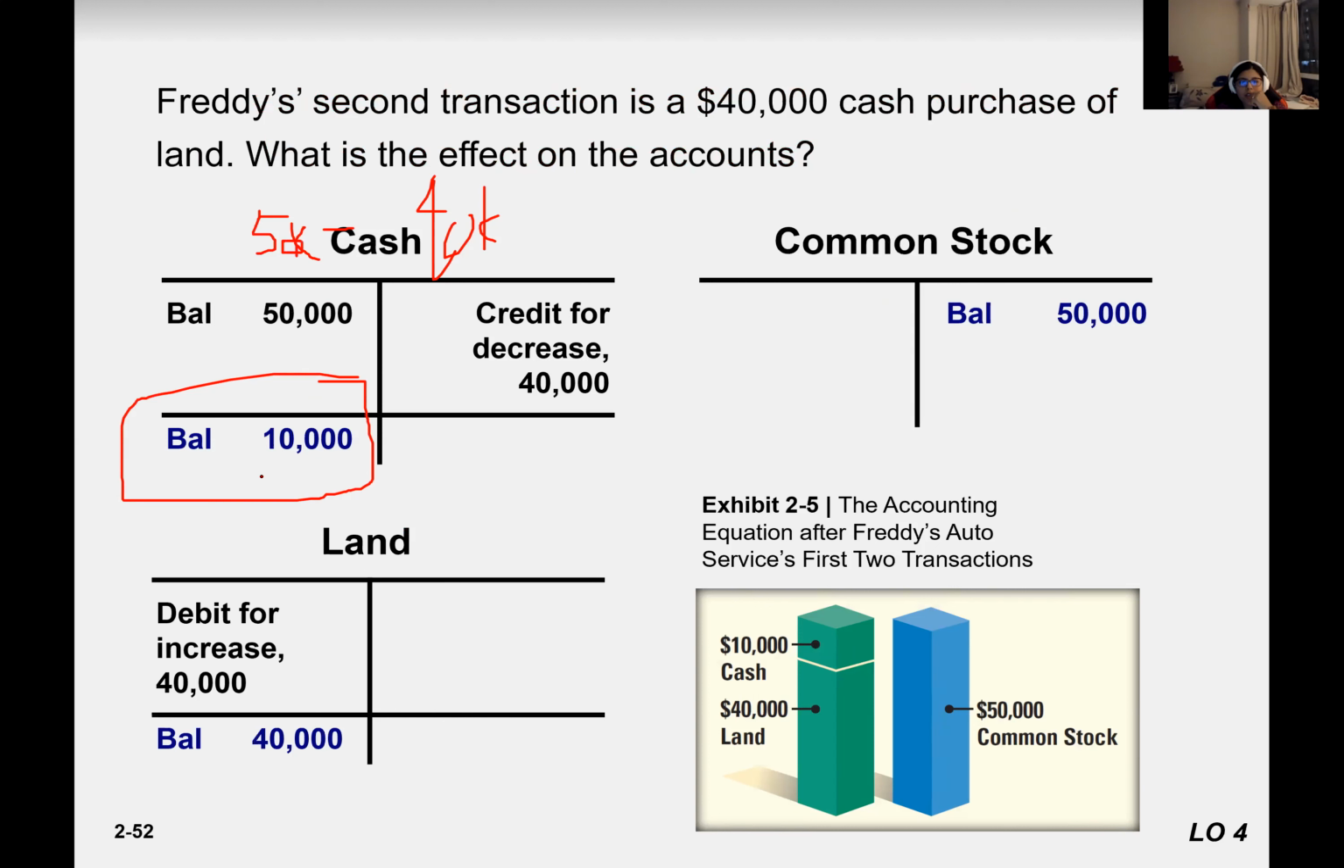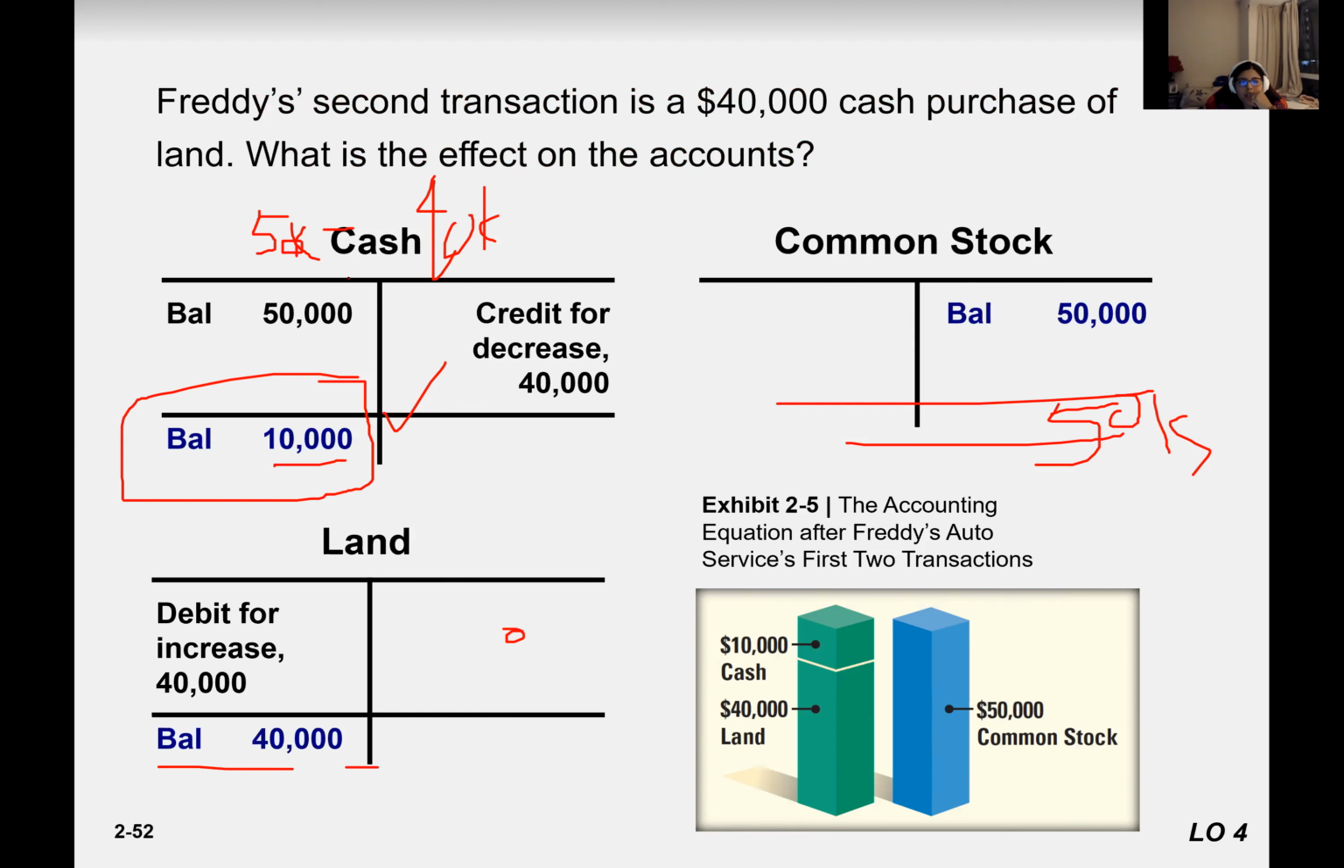Right? So this is a little bit tricky. See, what is the balance of common stock? The credit side is 50,000 greater than the debit side. So we write it down 50K here, balance. So the balance of the land is on the debit side. Why? Because the credit side is 0. So the debit side is 40,000 greater than the credit side. But here on the cash side, you see cash debit is 10,000 greater than the credit side of the cash. So that's why it is 10,000.